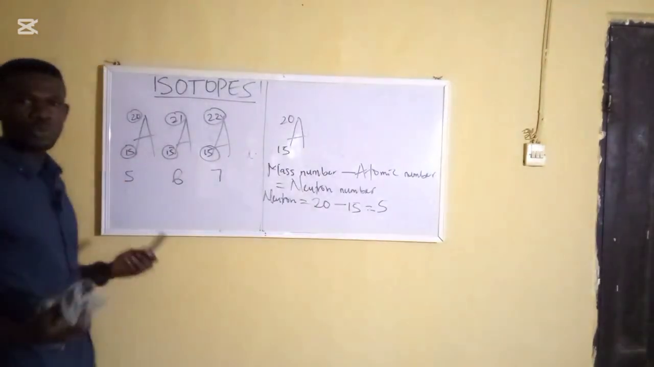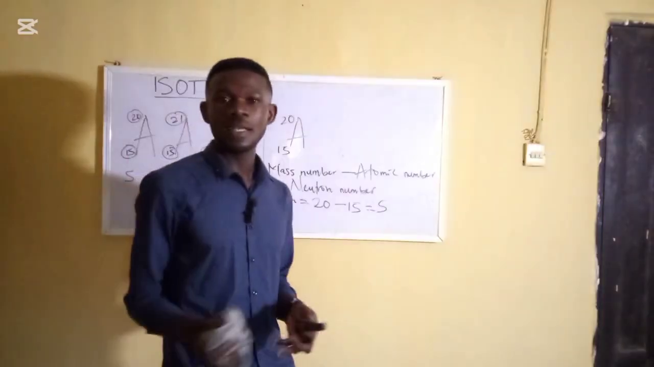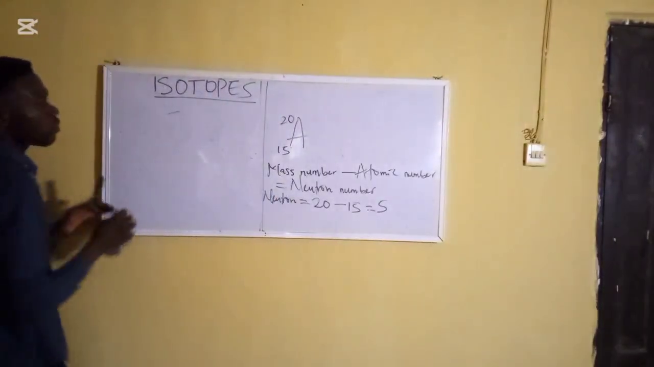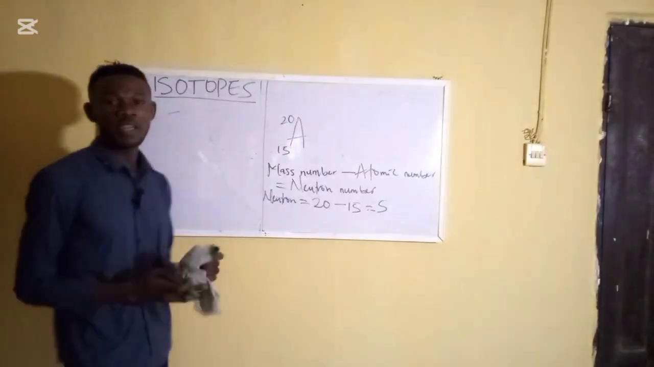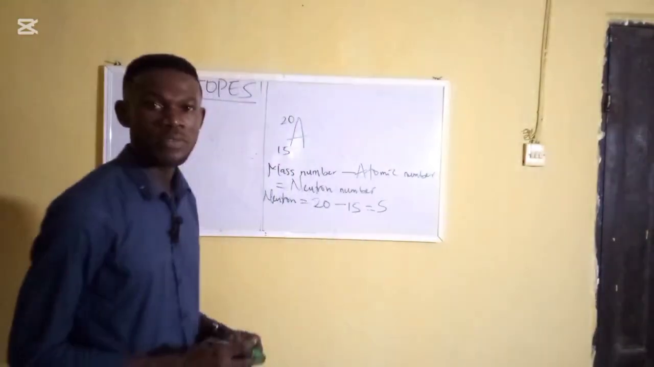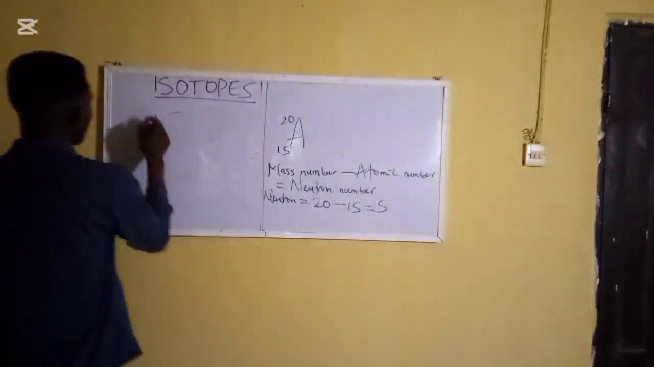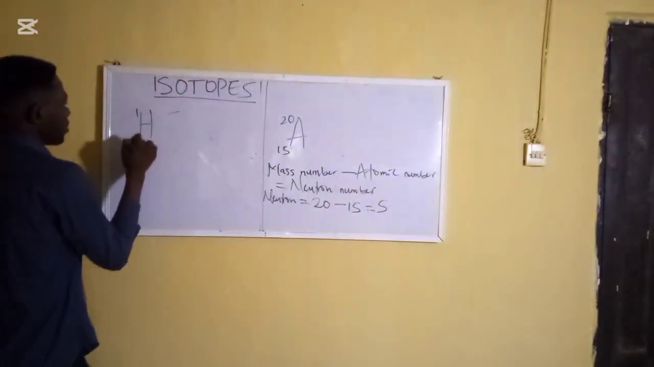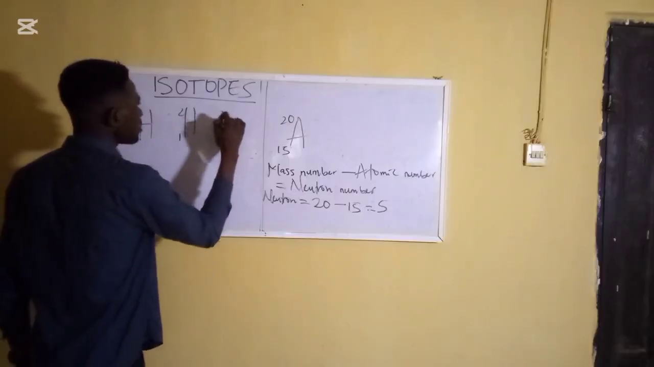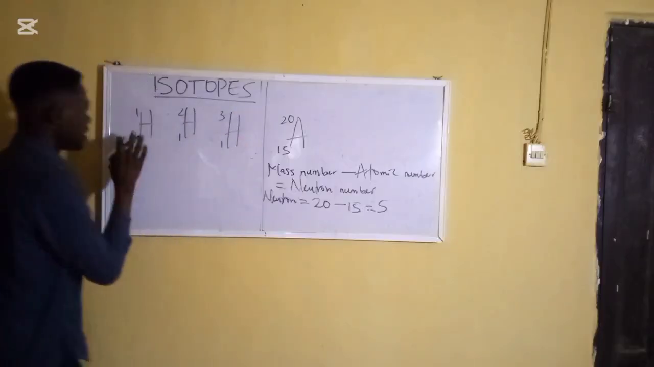Now, in nature, do we actually have elements that have isotopes? Definitely we do. When you go into nature, the first element we all know of is hydrogen. Hydrogen has isotopes like this. This is the first one, this is the second one, and this is the third one.